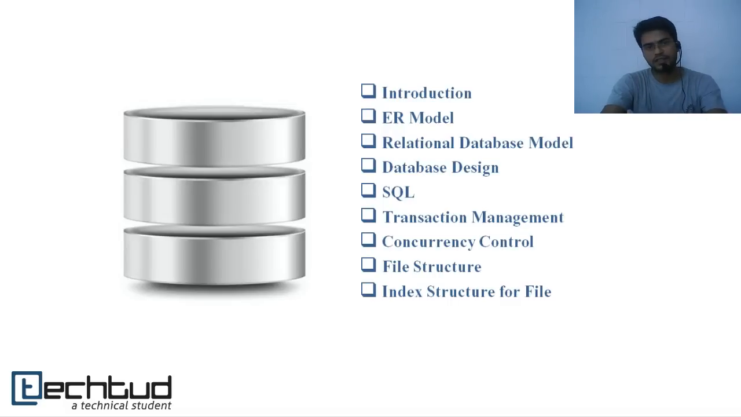Next is file structure. File structure is basically this: we see the database as a table, but that is not how it is actually stored in the system. So we will be understanding how we actually store the database on the physical level, and at the end we will be understanding indexing, like how we make access faster and faster using the indexing system.